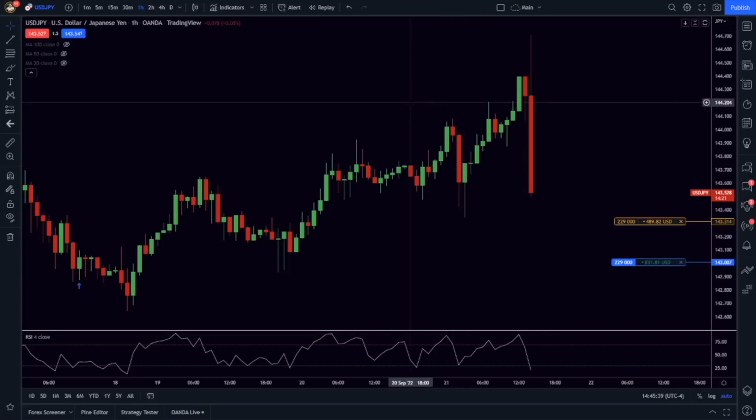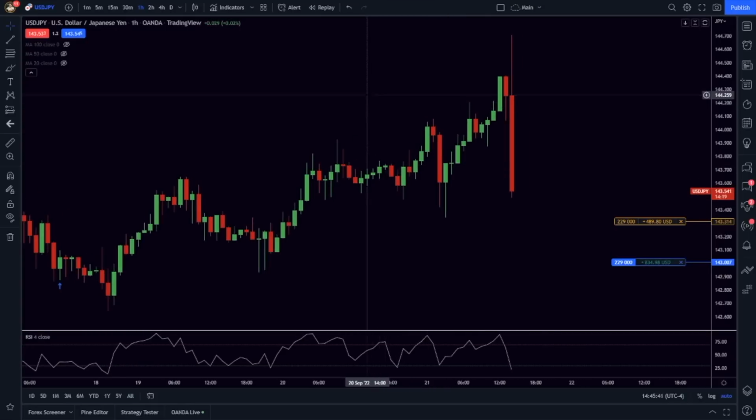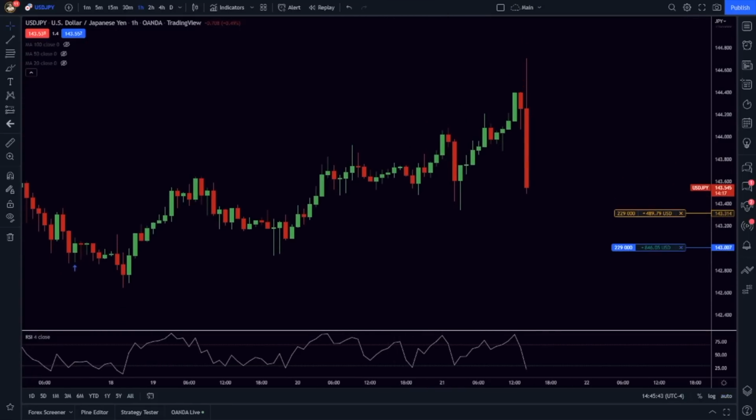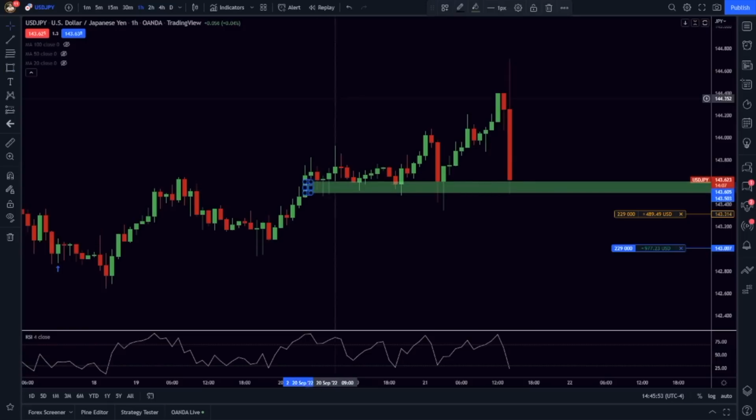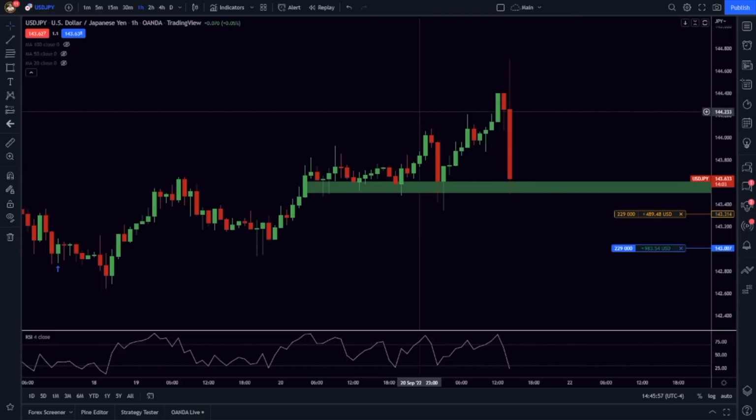Quick update for you guys on my dollar yen position. You can see we just had the Federal Reserve meeting, or the FOMC, where we are, as we speak, hearing from Jerome Powell. And we're seeing a bit of a reaction here that is pretty incredible. We're seeing a pretty steep sell-off on my position.